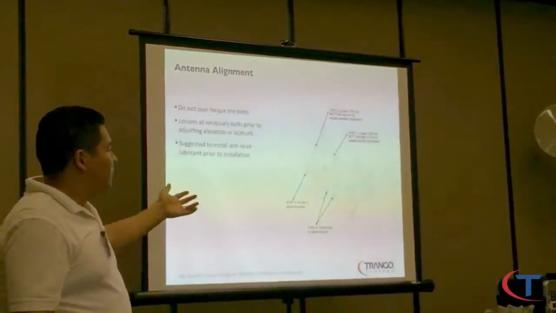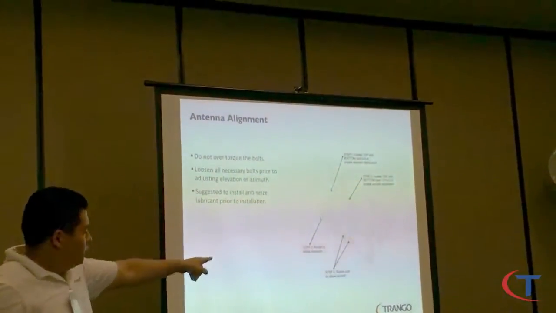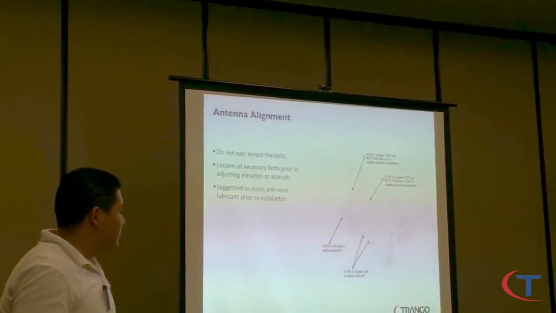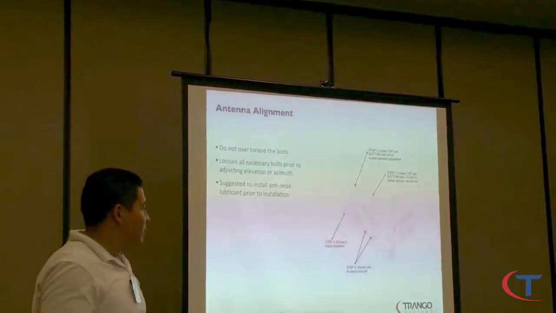We covered before the fine-tune adjustment bolts. This one here, the bottom was for the azimuth, and the top is for the elevation.